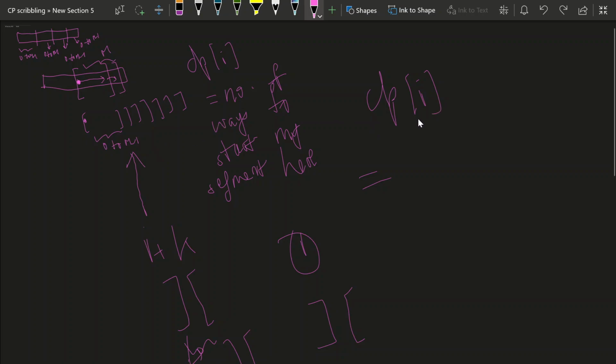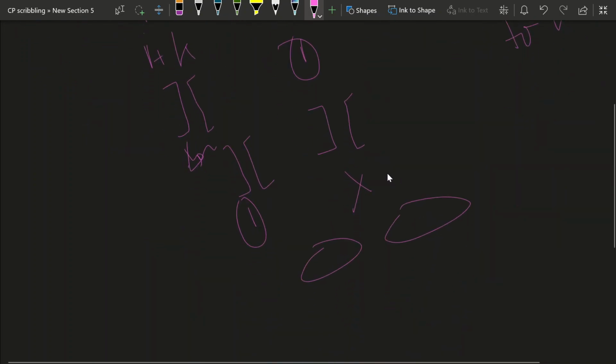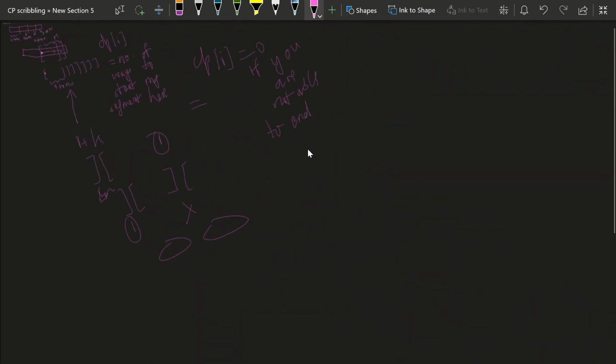So in that case, the dp of I will be equal to 0 if you're not able to end it, right? This is your dp of I. dp of I equals 0 if you're not able to end the segment that you start at the ith index. And what other case you can have?